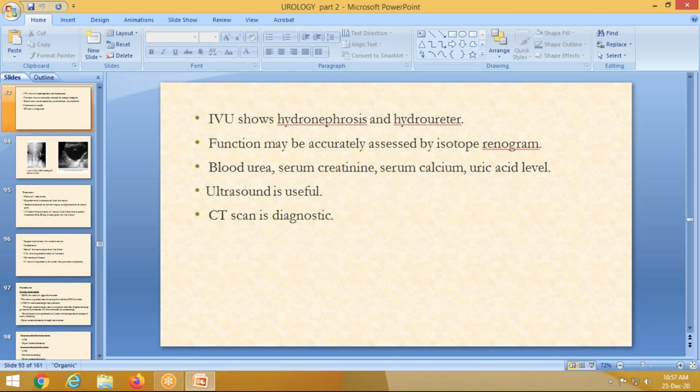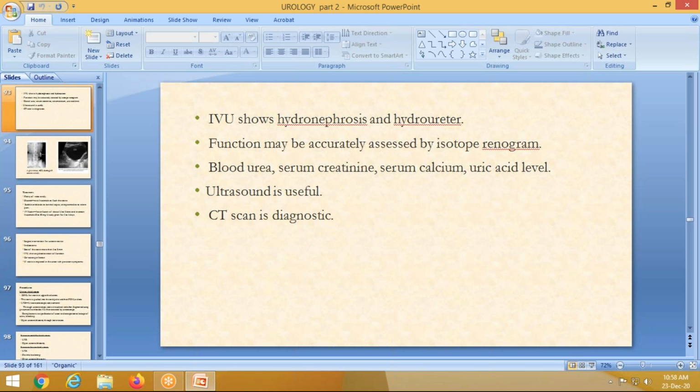Next, intravenous pyelography. What is the use of intravenous pyelography? You can diagnose hydronephrosis or hydroureter, and also know the functional status of the kidney. Next, isotope urinogram is also one of the investigations. This is helpful to know the accurate function of the kidney.